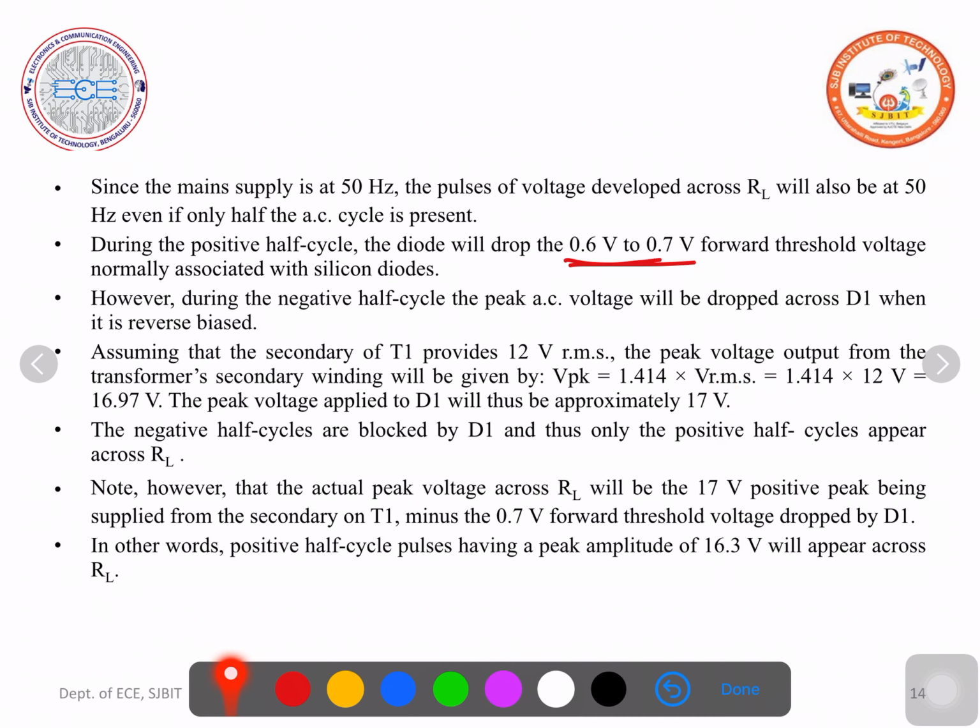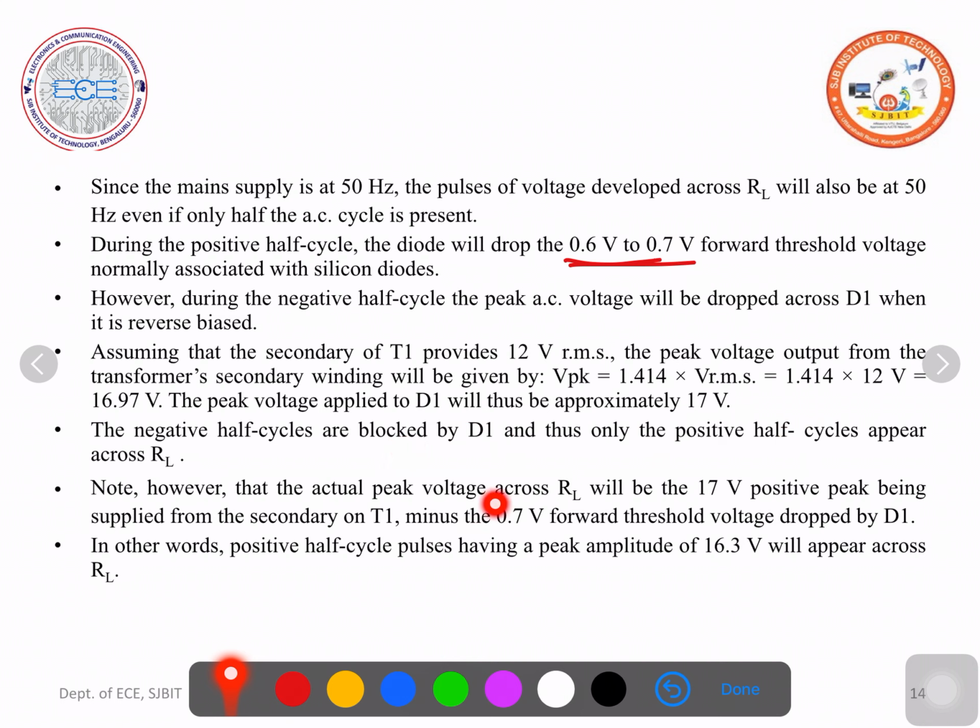So if I say 230 volts input or 240 volts input, it is the RMS value. If you want to know the peak voltage, then it will be root 2 times the RMS value. So the secondary winding peak voltage is given by root 2 times Vrms. It is around 16.97 volts if 12 volts is the RMS value. The peak voltage applied to D1 is approximately 17 volts. The negative half cycles are blocked by D1, and thus only positive half cycles appear across RL.